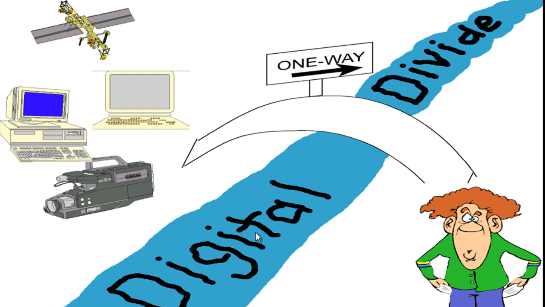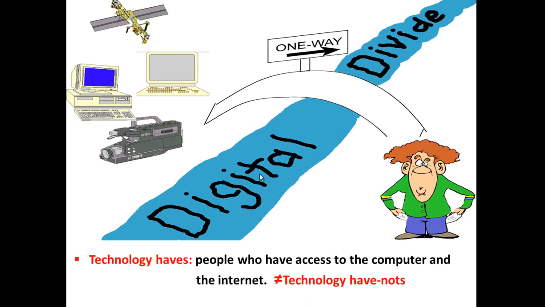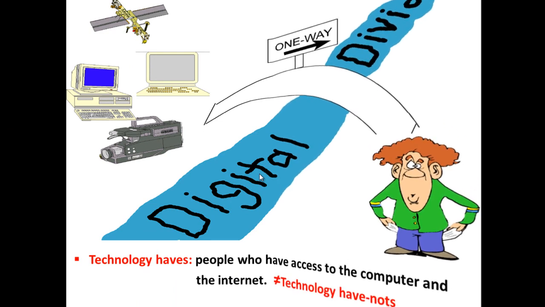We also use two concepts, technology haves and technology have-nots, to refer to people who have access to the computer and the internet, and to the ones who don't have access to them.